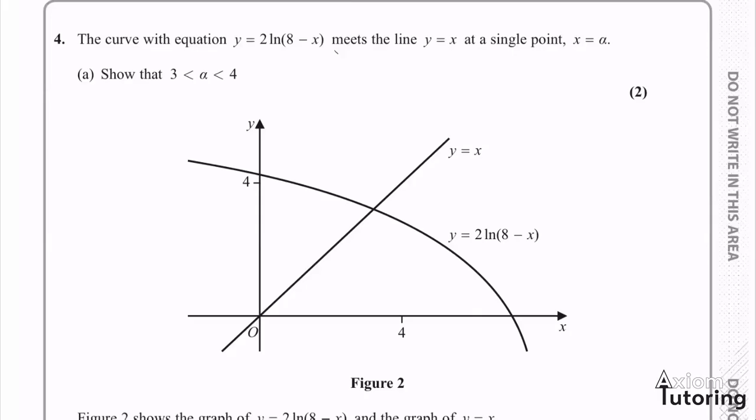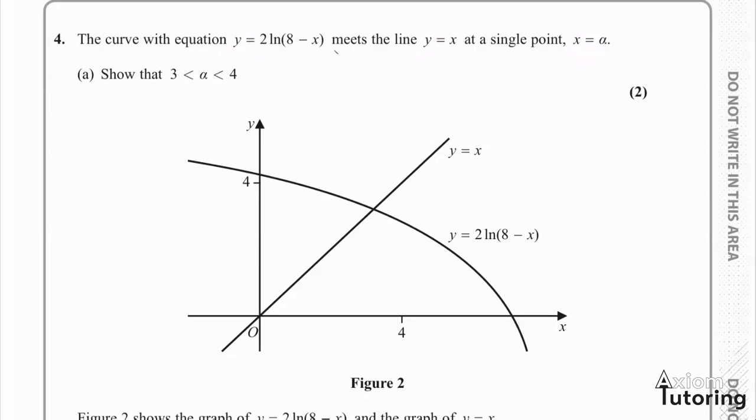This is question 4. So let's have a look. In this question we have a curve y equals 2 ln of 8 minus x, meeting the line y equals x at a single point x equals alpha. For part A, we want to show that alpha is between 4 and 3.